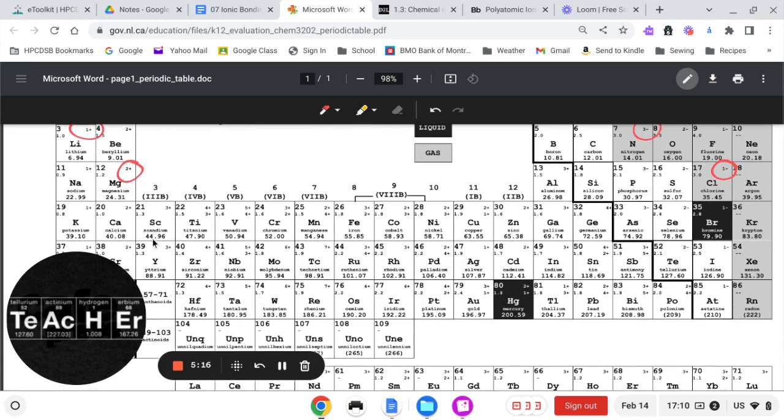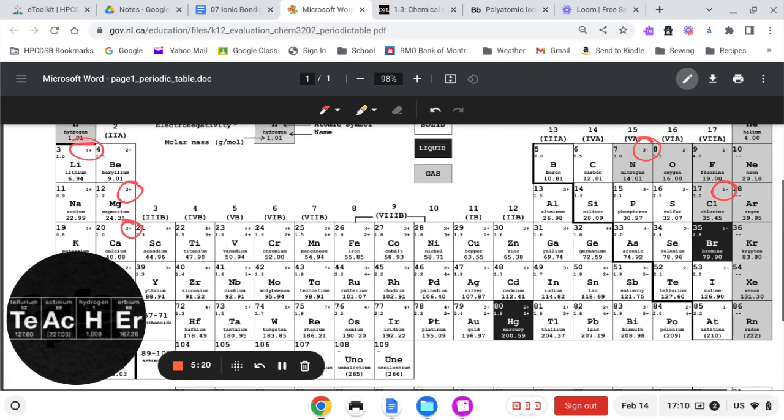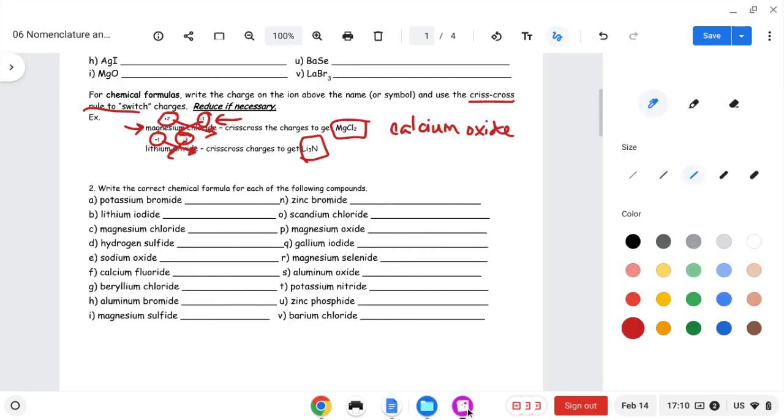So here's calcium right here. He's got a charge of +2. There's oxygen on the other side. He's got a charge of -2. And so we're going to bring those over. We're going to write them above each of our elements. So we're going to crisscross these. We're going to bring the 2's down after each and convert to a chemical formula.